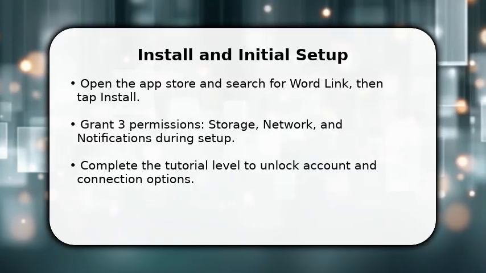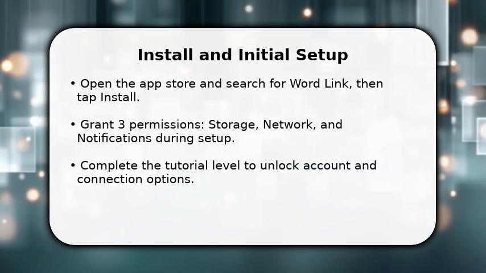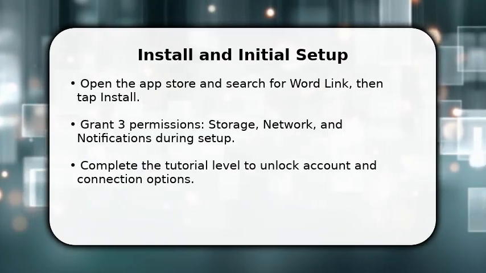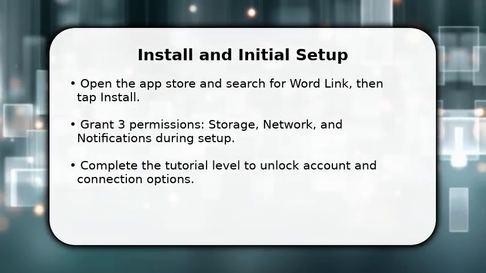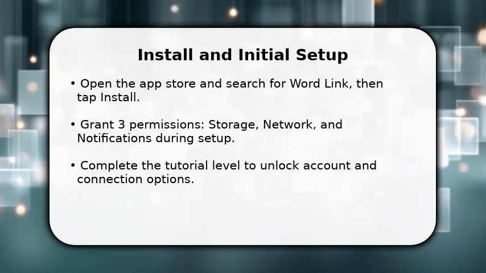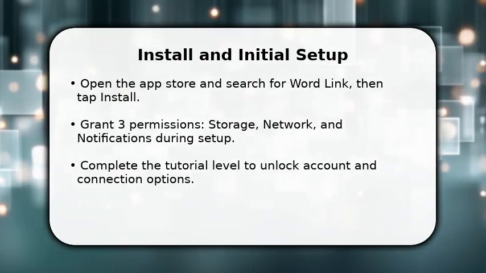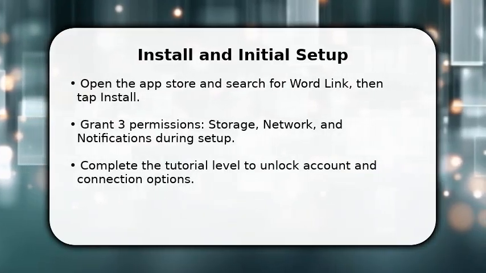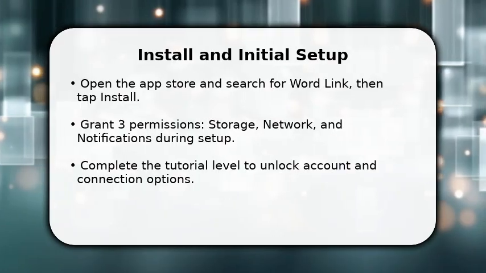Open your App Store and search for WordLink, then tap Install Now. Allow 3 permissions when prompted: storage, network, and notifications for full functionality. After installation, launch the app and follow the short tutorial level to learn controls. Complete the tutorial level to unlock account and connection options in settings.